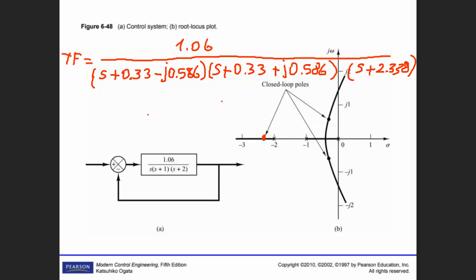The other two are located, one of them over here, the other one over here. So the poles could be found and obtained by using MATLAB. You can solve those and obtain them. So the dominant poles are actually these two, that one and this one. These are dominant poles.